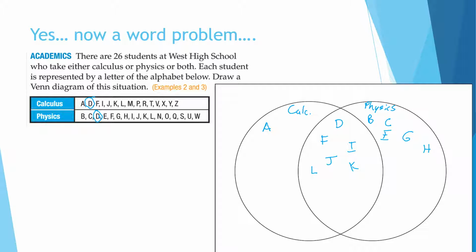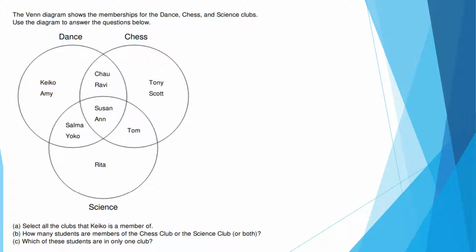M is only in calculus. N is only in physics. O is only in physics. P is only in calculus. R is only in calculus. And you get the idea. We're just going to list all of these letters. That's how you draw the Venn diagram for this situation. All right, next problem.